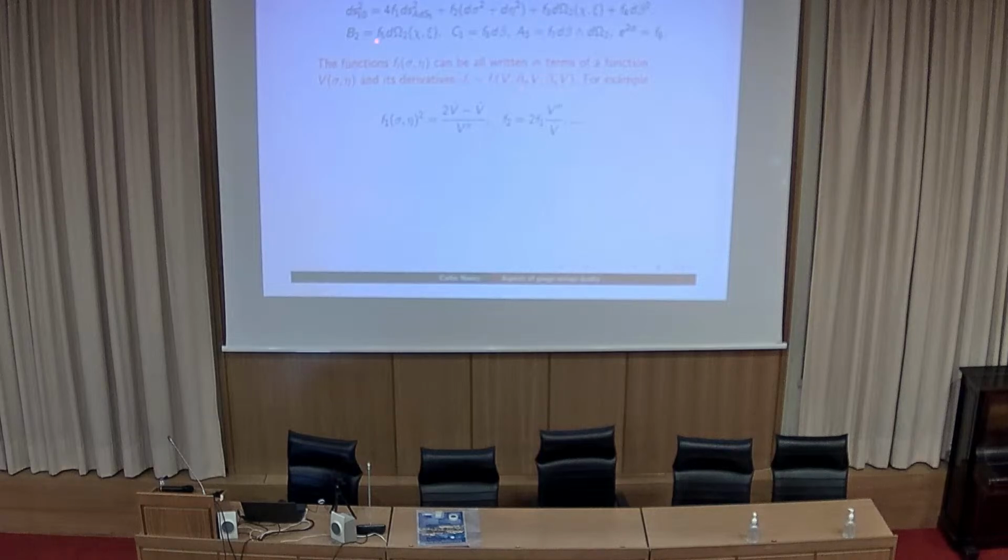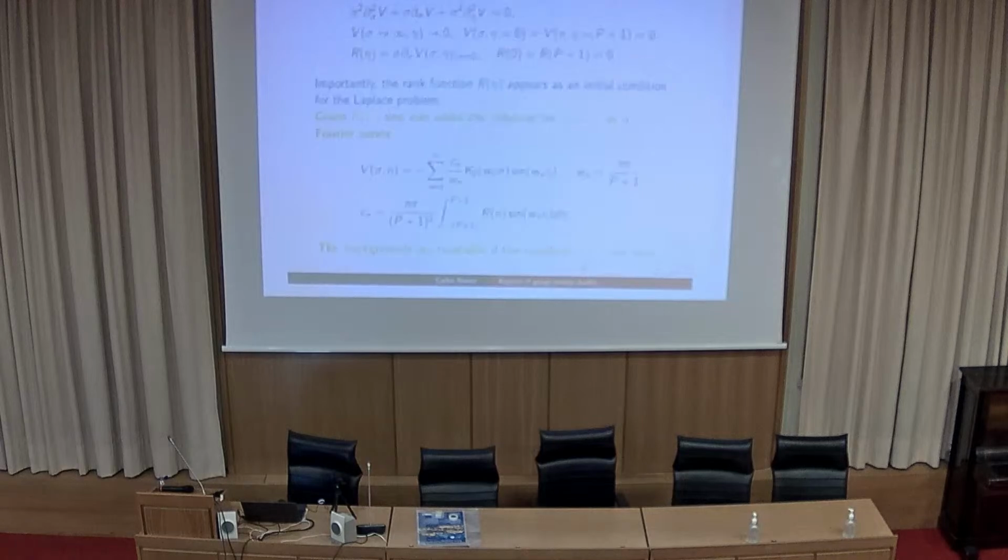Okay? So for example, this function f1 is some derivatives of this potential divided by some other derivatives, where dot and prime are sigma or eta derivatives. So like this, there is an expression for all of these functions in terms of a single function and its derivatives. What's interesting in this situation is that this single potential function solves a very nice partial linear differential equation written there. Okay? So it's a Laplace-like equation.